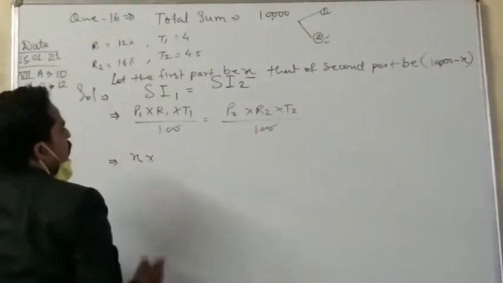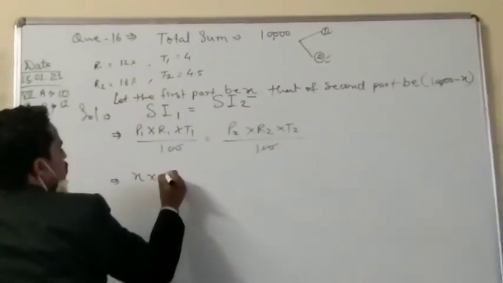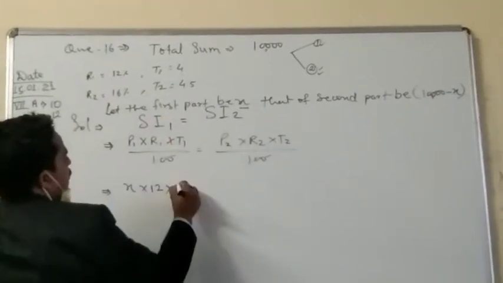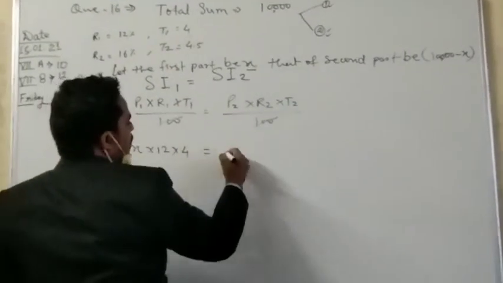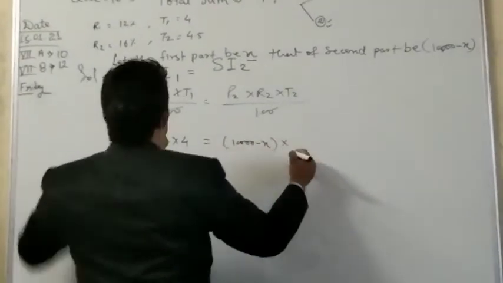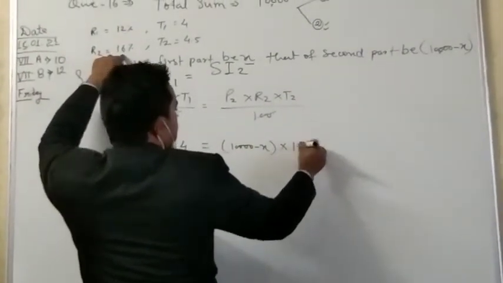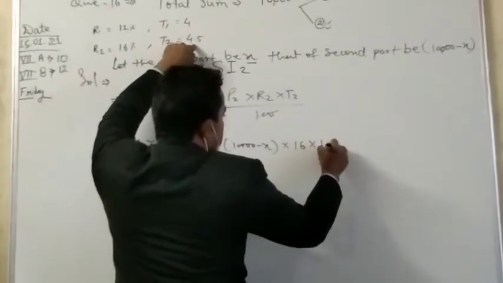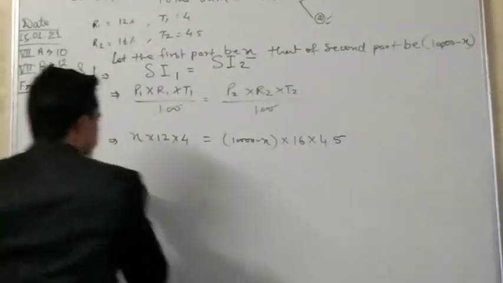So X into what is R1? R1 is 12. And what is T1? That is 4 years. Is equal to P2. What is P2? P2 is 10,000 minus X. And what is R2? That is 16. And what is T2? That is 4.5.